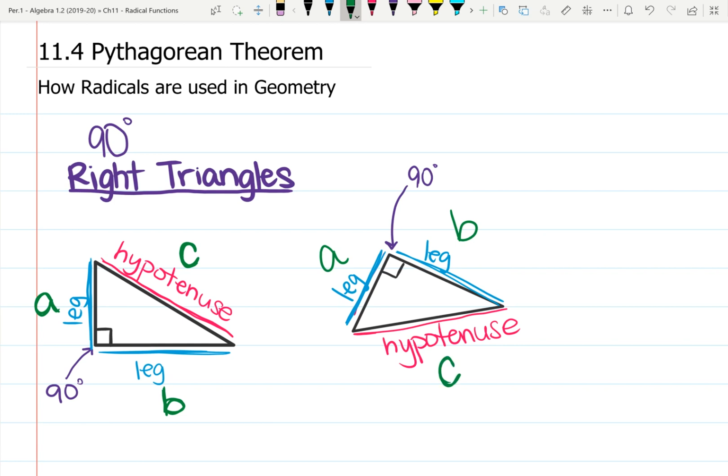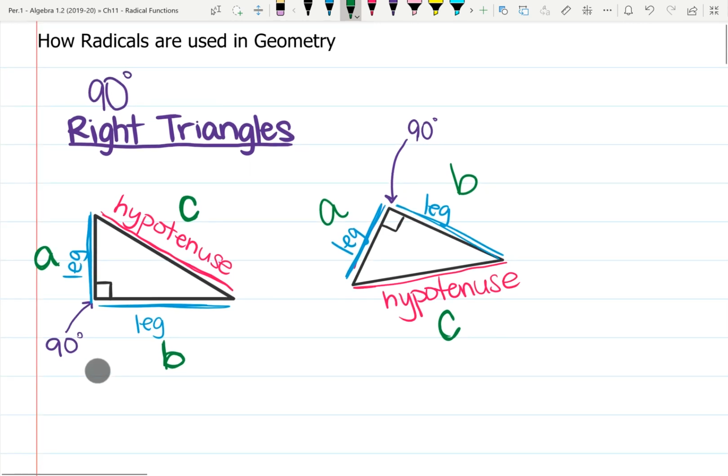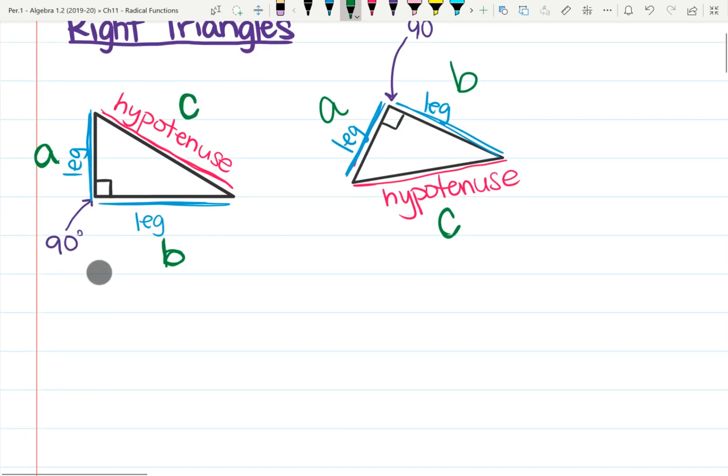So there's some right angle vocabulary for you. It's important you understand the vocabulary and the different parts of a right triangle. And you'll be using this in Geometry 2 next year as well. Okay. So anyways, Pythagorean theorem uses the right triangle. All right, what is the Pythagorean theorem?